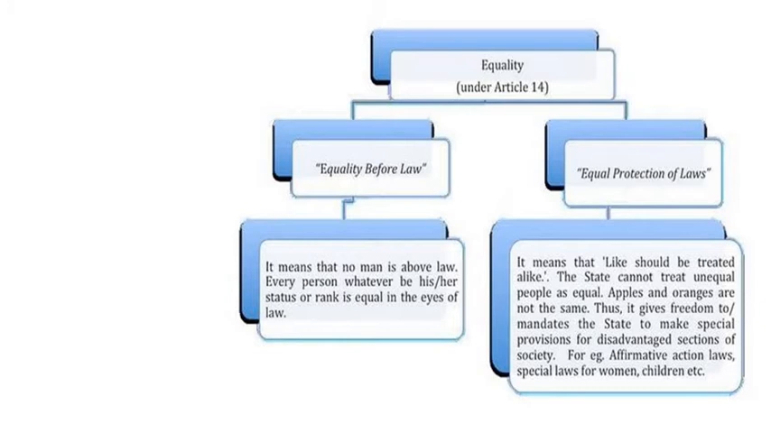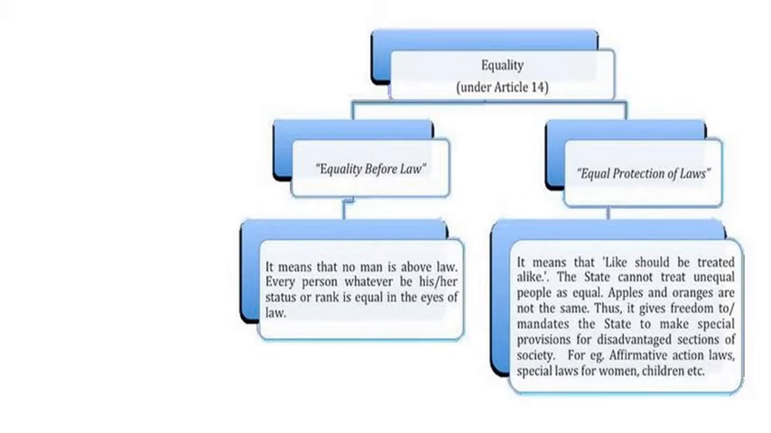Every person, whatever be his or her status or rank, is equal in the eyes of law. That means in the eyes of law, each and every Indian citizen is equal and no one is above the law. Equal protection of laws means that like should be treated alike. That means every person will be treated the same without any priority. Each one will get the same laws.